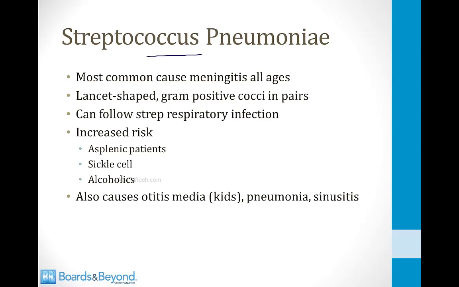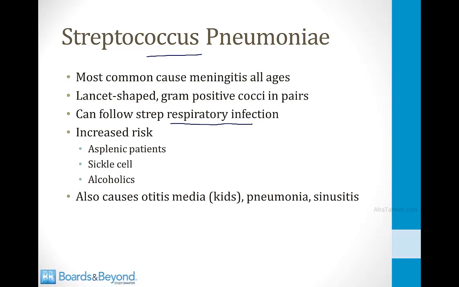So Streptococcus pneumoniae is the most common cause of meningitis for all ages. It's a lancet-shaped gram-positive cocci in pairs, and you can get meningitis from this bug following a strep respiratory infection. So watch for a board question of someone who had a cold or pneumonia and then gets meningitis.